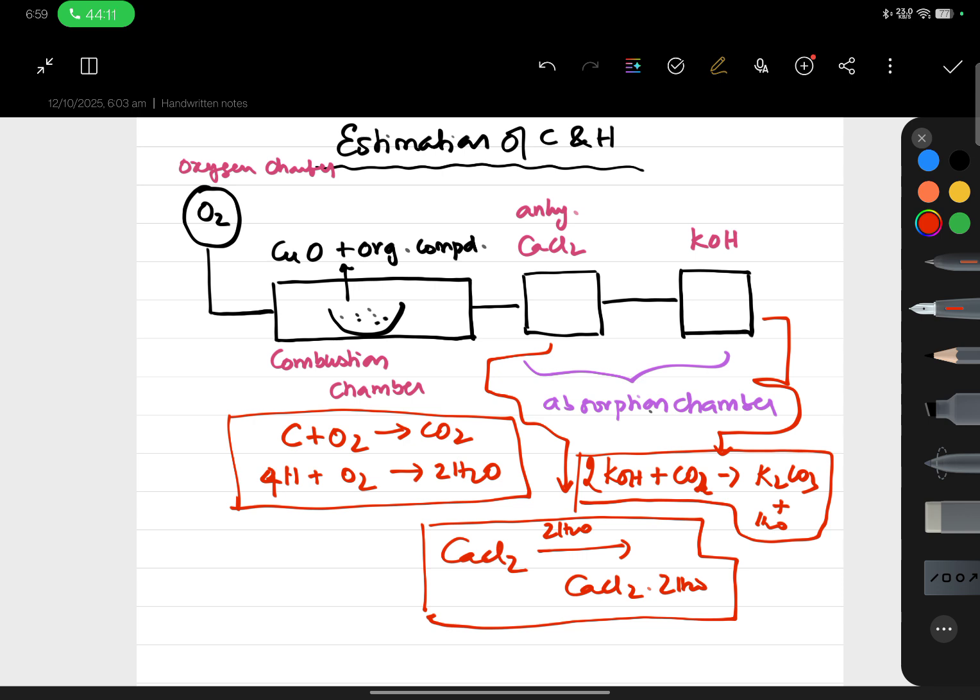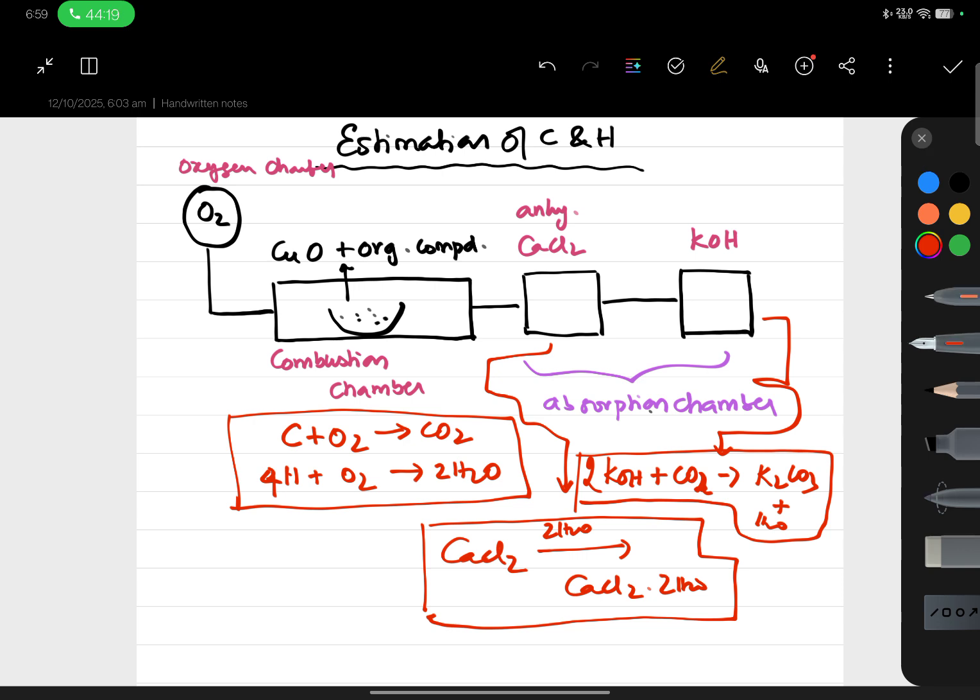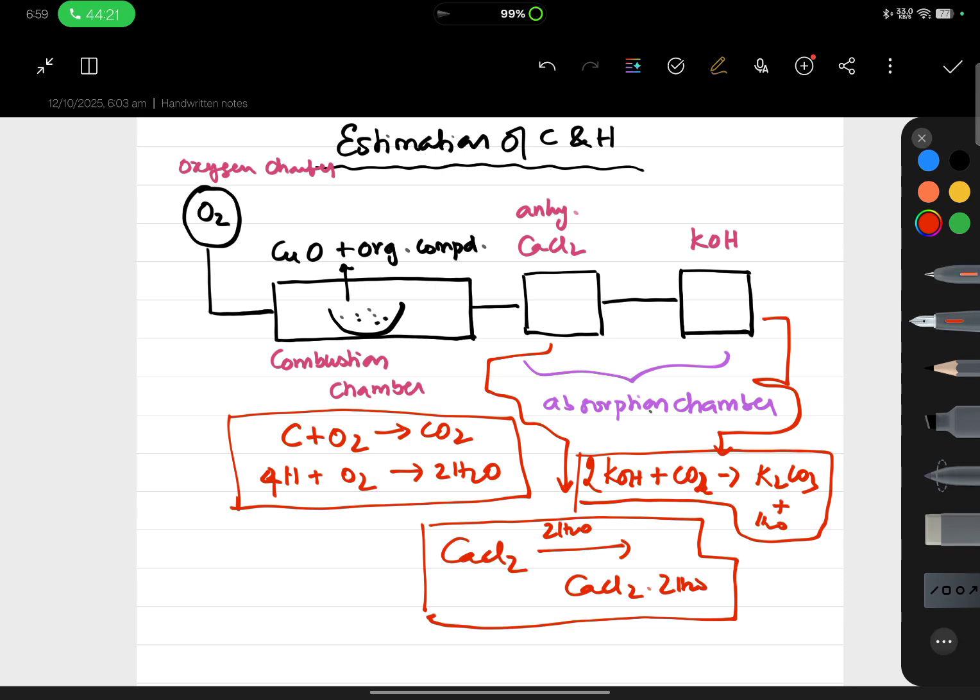The burning happens in the combustion chamber, burning is nothing but combustion, so we call it the combustion chamber. To enhance the burning, we have to supply oxygen. That is what is done by the oxygen chamber. So from the amount of calcium chloride dihydrate formed and the potassium carbonate formed, the percentage of carbon and hydrogen can be calculated. Is that clear? Any doubts? I have repeated twice.